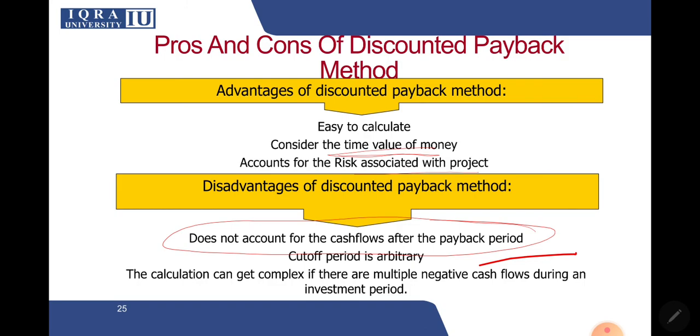The calculation can get complex if there are multiple negative cash flows during an investment period. So over here we took that the initial investment is only at time 0, but there can be investments made at different time periods of the project. So maybe you will have to invest in new machinery once again in year 2, or you might have to pay some expenses in order to finish up the project as well, which you will have to pay in year 4 in this case. So if there are many negative cash flows, the calculations for this can get tricky as well.